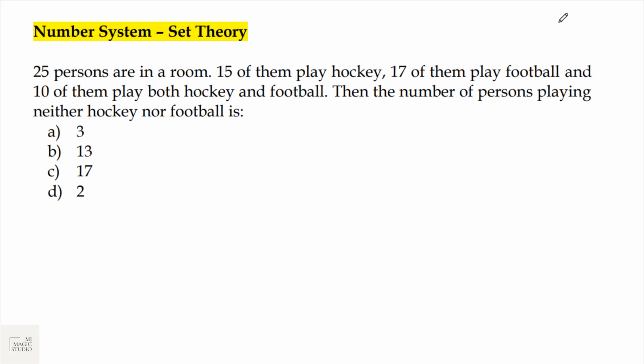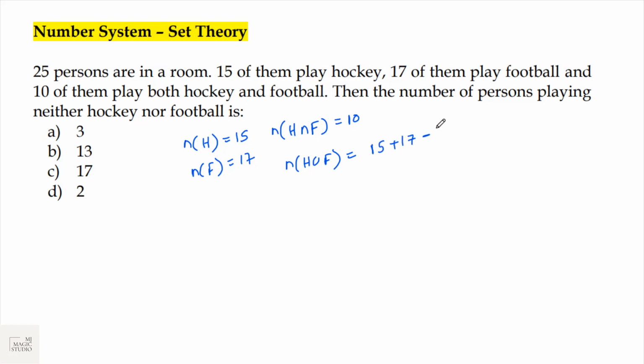This time I've taken up a question from set theory, Venn diagram also. Give it a try. "25 persons are in a room. 15 of them play hockey. NH is 15. 17 of them play football. 10 of them play both hockey and football." Hockey and football, that means intersection. That is 10. So can we find union first?